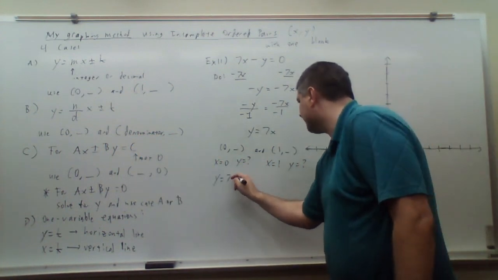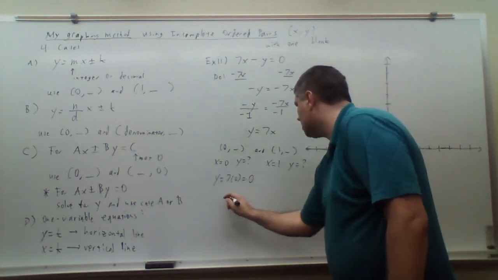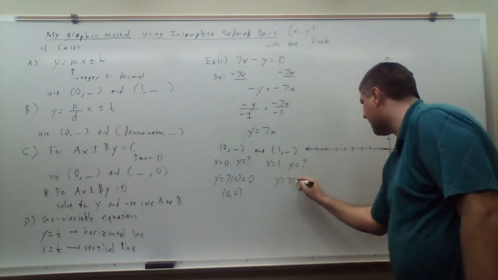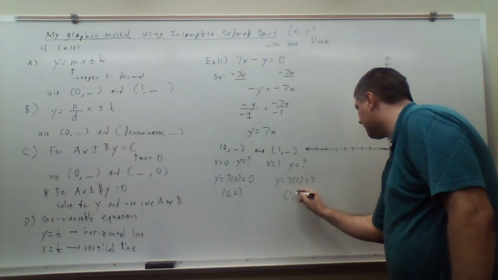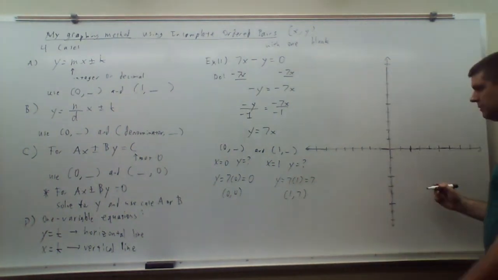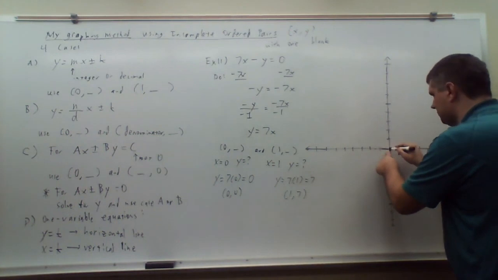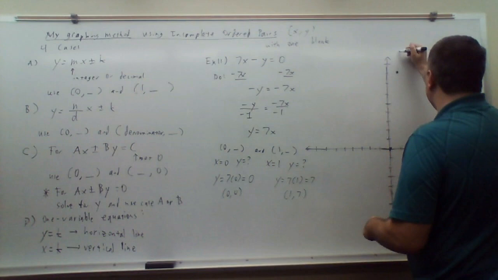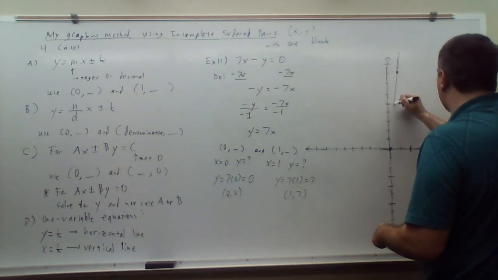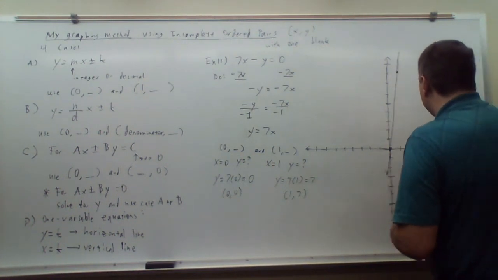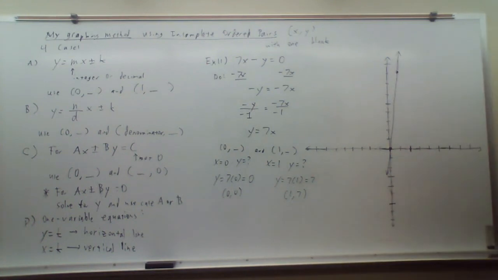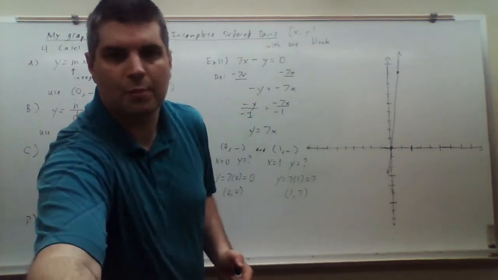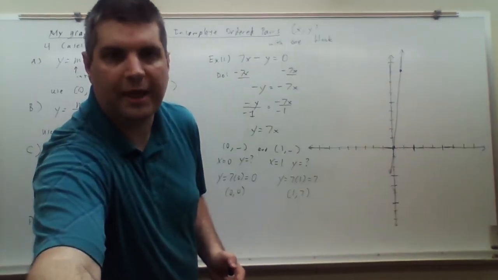So y equals 7 times 0, which is just 0. So 0, 0. This one will be y equals 7 times 1, which is 7. So I end up with 1, 7. So here's 0, 0. Here's 1, 7. And that is my attempt at a straight line at that steepness. All right. I think I'm going to stop here.